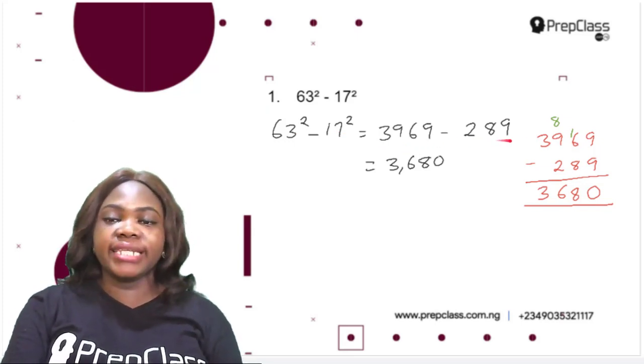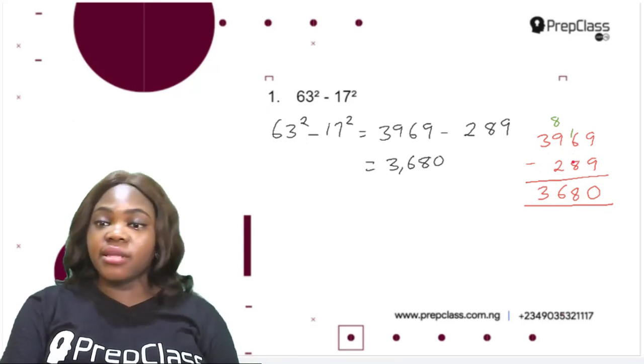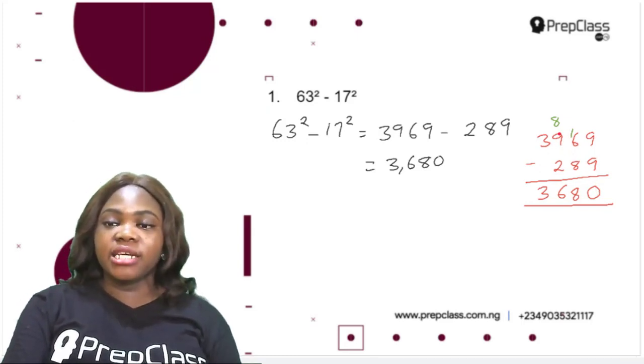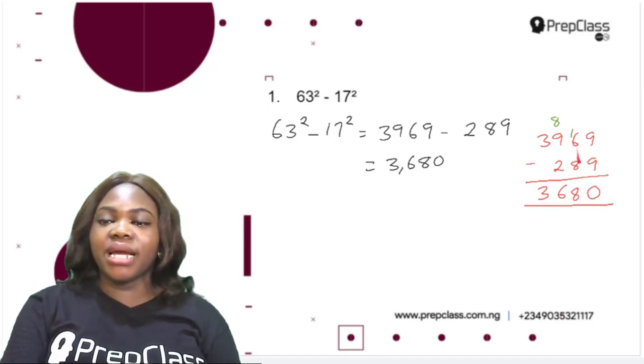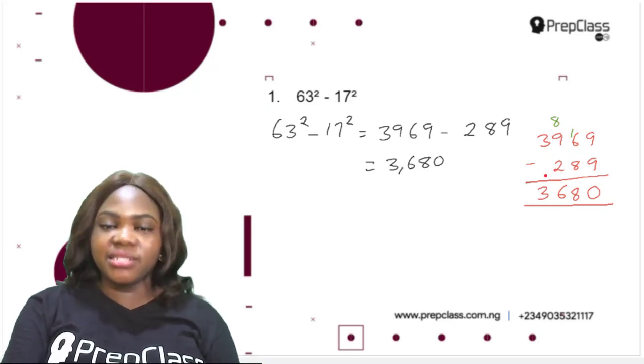3,969 minus 289. That can be done here. 9 minus 9 is 0. 6 minus 8 is not possible, so we get 1 from 9. If we get 1 from 9, it will remain 8, and then this becomes 16. 16 minus 8 is 8. Then 8 minus 2 is 6. 3 minus nothing is 3.